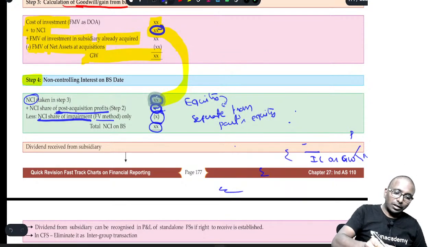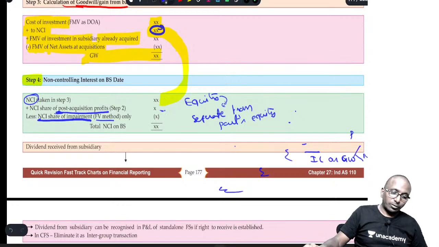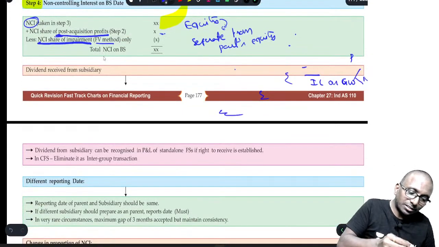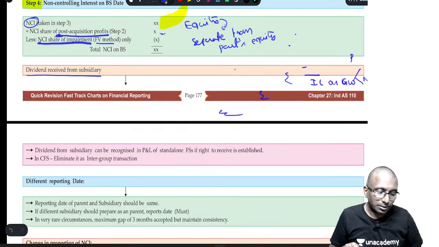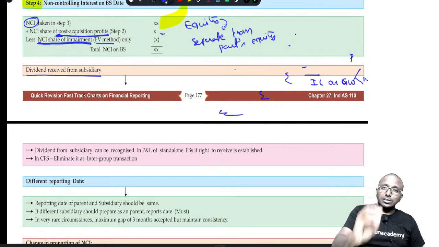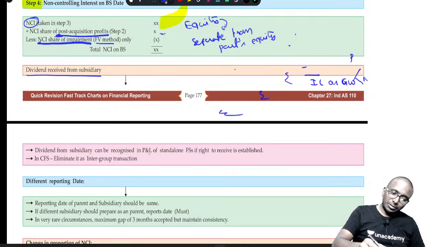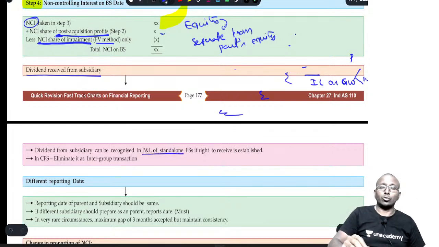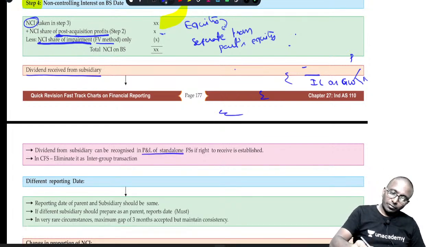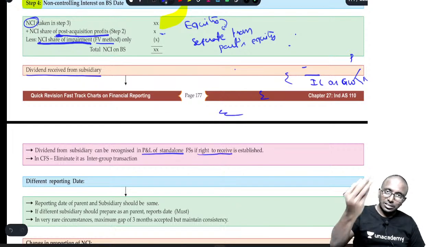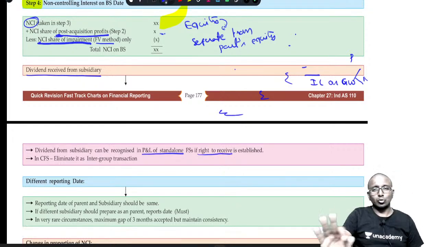Done. Now next, step number 5: dividend from subsidiary. One small point: the dividend received from the subsidiary company will be recognized in the P&L of the standalone financial statements. Obviously, as usual, if you receive it from another company, it is recognized as usual.